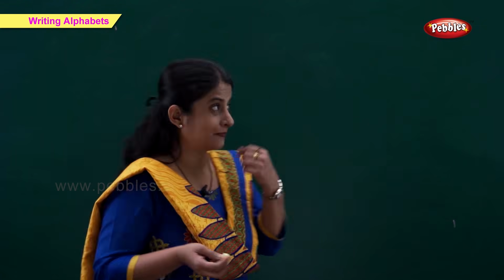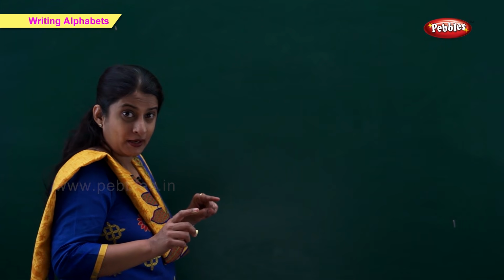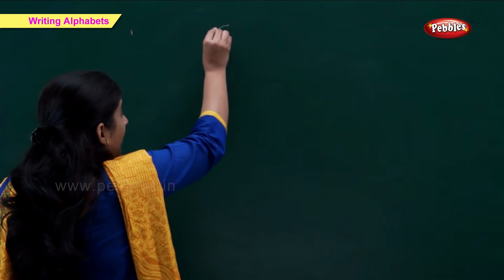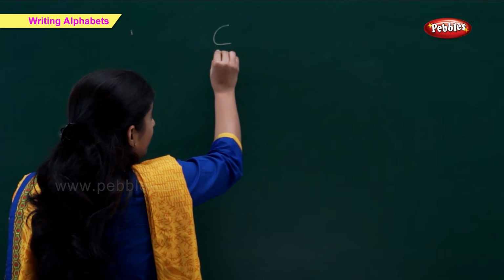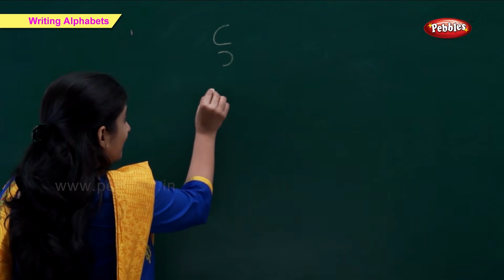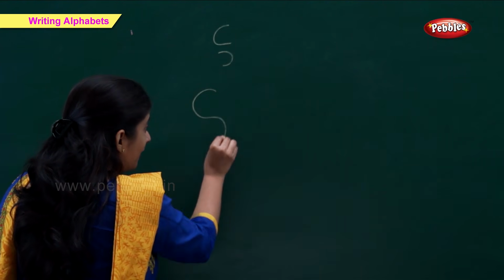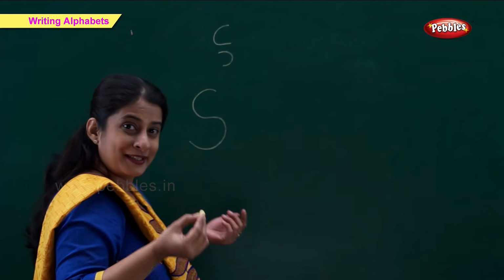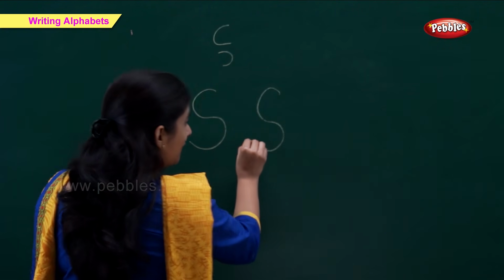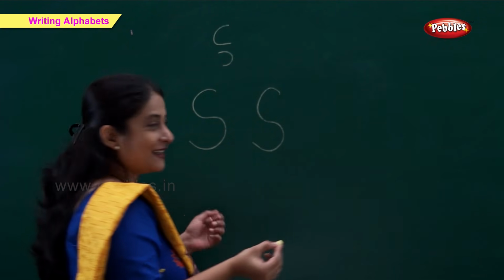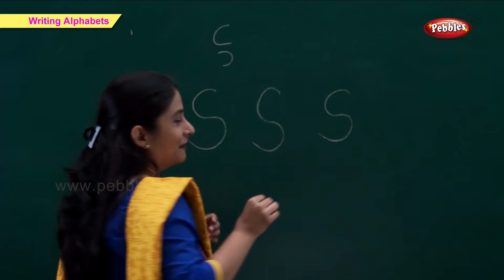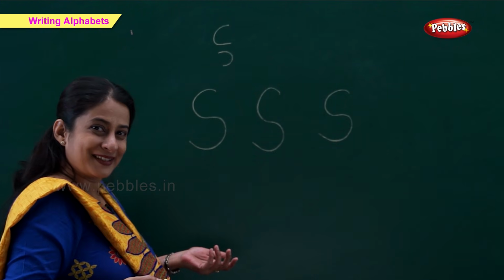Now we are going to write S. Small s. For writing small s, we need to join two curves. One curve, another curve. Now let's see. One curve, another curve makes small s. Again, one curve, another curve makes small s.